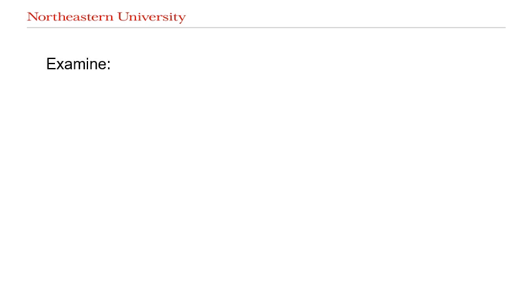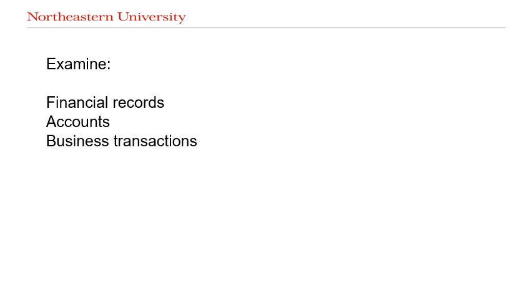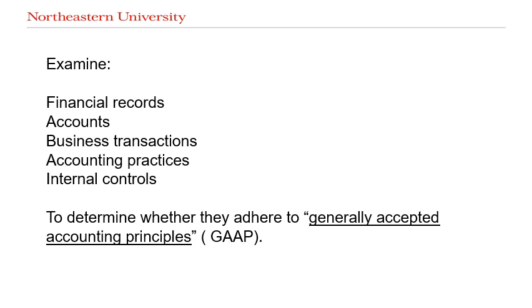And the audit is going to look at your organization's financial records, its accounts, its business transactions, its accounting practices, and its internal controls. And it is going to determine if, in fact, all of these are adhering to what's known as generally accepted accounting principles, if these, in fact, are being conducted in correct standard ways. And generally accepted accounting principles are usually known as GAAP, G-A-A-P.